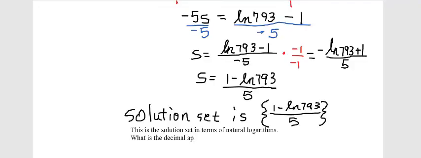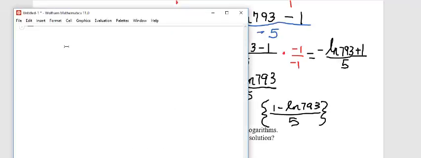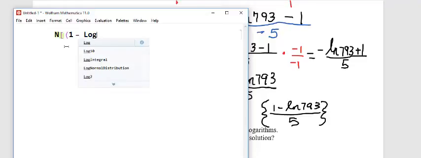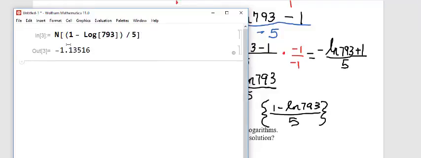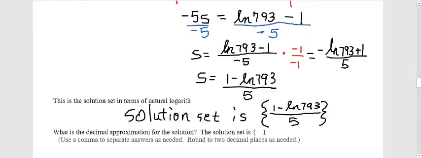Now, what is the decimal approximation for the solution? So I'm going to have to use a calculating device to calculate. I'm going to use Mathematica. And in Mathematica, the natural log is abbreviated log. So that's different from the textbook and most calculators. And notice I get approximately negative 1.14 when I round that result to 2 decimal places.